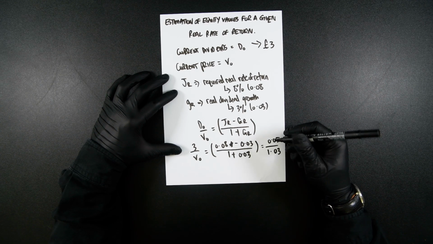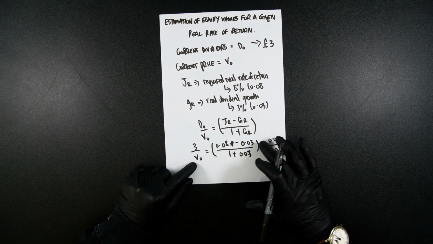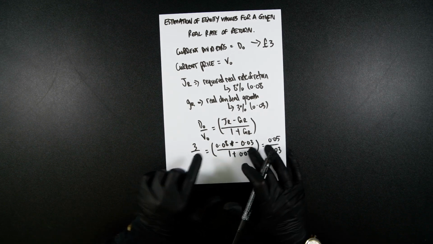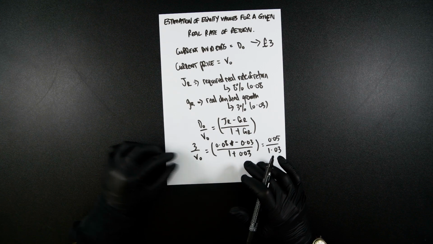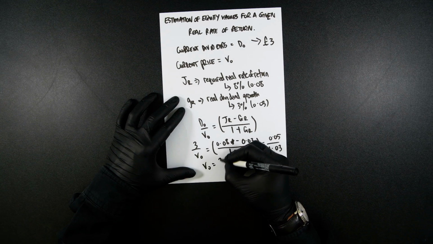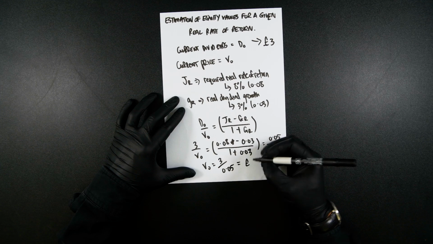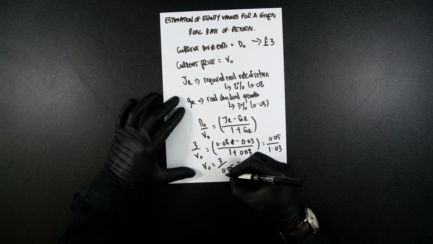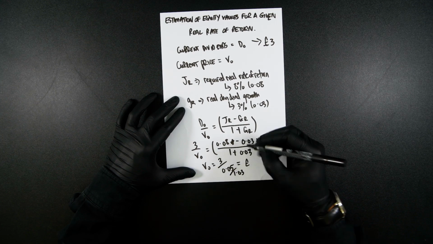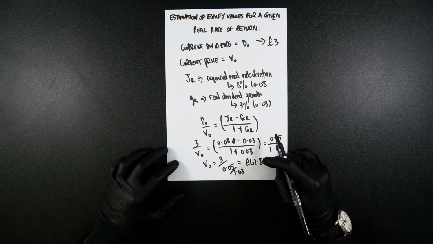If we now rearrange, so we simplify this, and then multiply both sides by V0 and then divide both sides by all of this, we're going to get V0 equals something. So V0 would equal 3 over 0.05 divided by 1.03. So all rearranged, that is going to be 61.8 pounds.